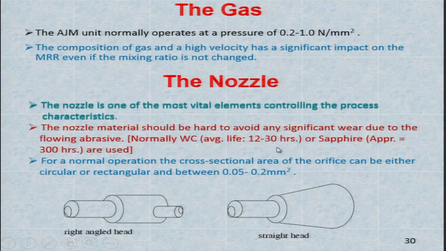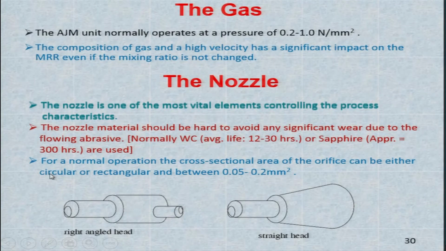But if it can be made, and when it is made of sapphire, the life is very high, because it is a very hard material, and you can see that life can be up to 300 hours. Okay. In comparison, we know that tungsten carbide is also a very hard material, but the average life is not more than 12 to 30 hours. But in case of sapphire, it is about 300 hours.